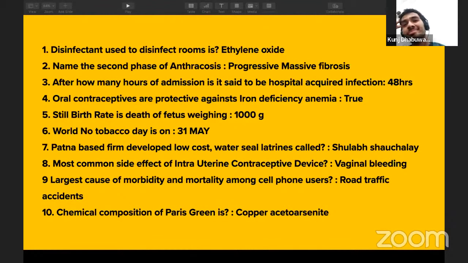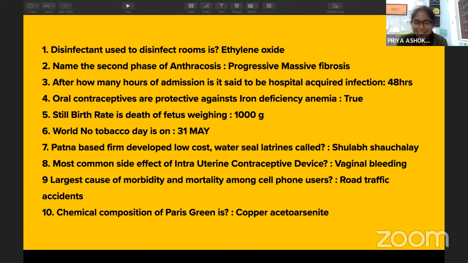OCP is true. Stillbirth rate is fetus weighing 1,000 grams. World Tobacco Day, you didn't answer. It's 31st May. Patna-based, that is actually called Shulabh Shauchalaya. Then IUCD is bleeding more than pain. Pain is the second most common side effect. Ninth one, you didn't answer. No, I didn't.